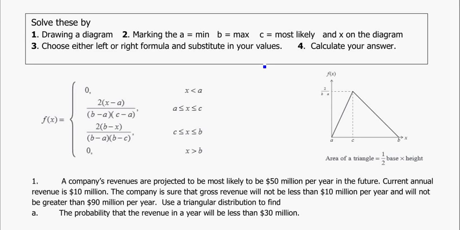So a couple of things that will help us solve these triangular distributions correctly. Some steps to follow. Make sure you draw yourself up a diagram. They don't often give you one, so sketch one up in the shape of a triangle. Marking out A, the minimum, or the smallest value, B, the maximum, your largest value, and C, the most likely, or the most common.